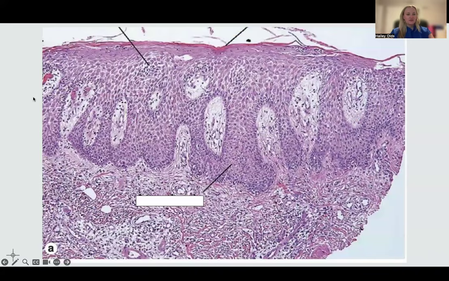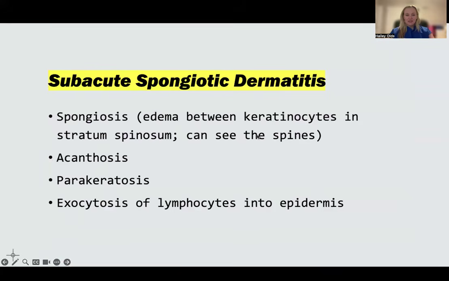And then, okay, so things we're seeing here. So the epidermis does look a little bit thickened. That's called acanthosis. And then the biggest thing is see how you see all these white spaces between the keratinocytes? That is called spongiosis. So this is spongiotic dermatitis. This is like more of a subacute. There's also acute and chronic. So you see the edema between the keratinocytes kind of pulling them apart.